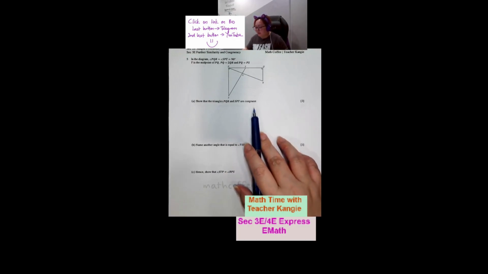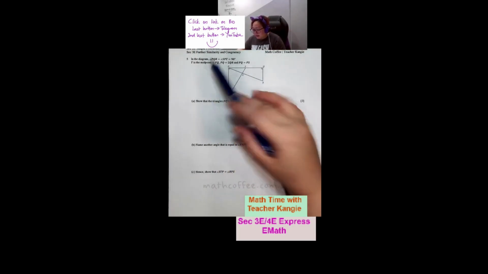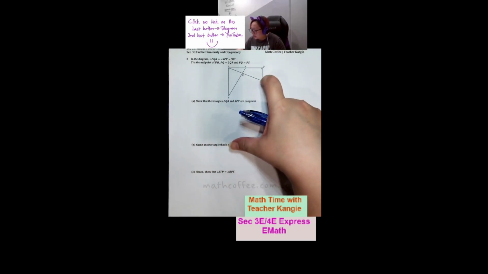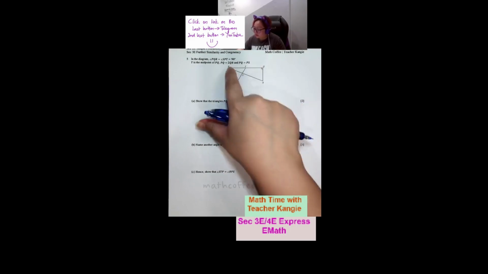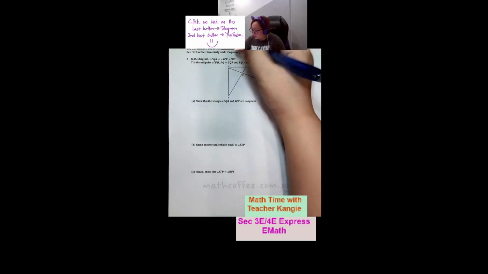Okay, let's start our question number 5. Okay, circumference. Remember, one full circumference is one revolution. Okay, in the diagram, this one is a little bit tricky. In the diagram, PQR and SPT is 90 degrees. They already put that for us. T is the midpoint of PQ. So if T is the midpoint, I will know that PT equals TQ. So we mark that out.